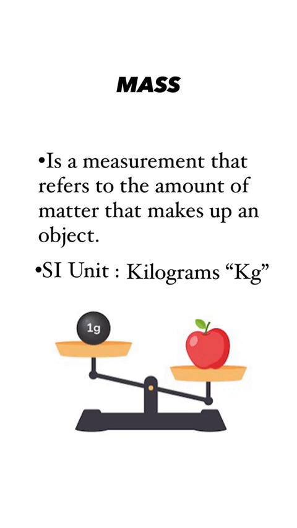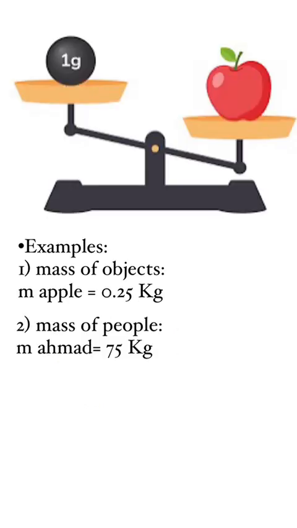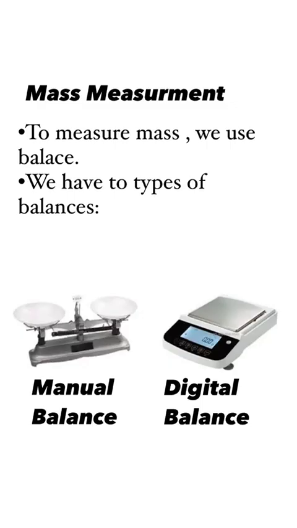First we begin with the definition of mass. Mass is a measurement that refers to the amount of matter that makes up an object. The SI unit, or the universal unit, of mass is kilograms. For example, the mass of the apple equals 0.25 kilograms. For people, the mass of Ahmad is equal to 75 kilograms.